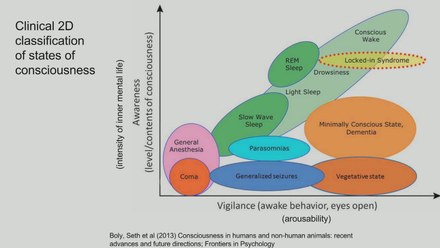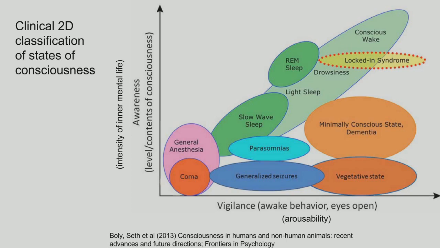For a clinician, there are, of course, these big categories. For instance, on the y-axis, you have the intensity of inner mental life, let's say, or awareness. And on the x-axis, you have vigilance or arousability. Most people would agree that if you are in a coma, the intensity of your inner mental life is, of course, less than in conscious wake. So your subjectivity is extremely reduced. You don't have any sounds or sights of life when you're in a coma or in general anesthesia.